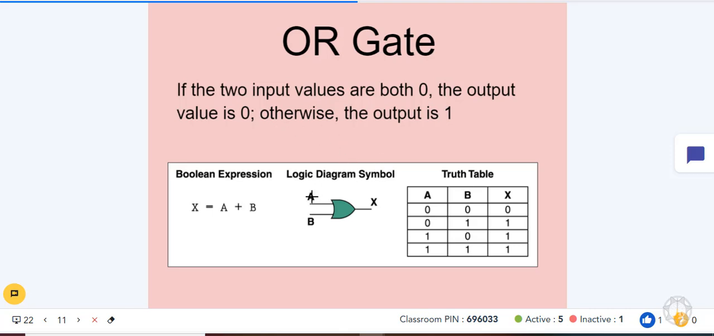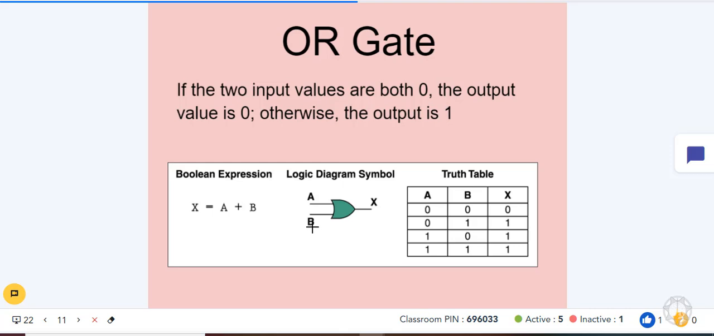Don't worry, don't get confused. From the truth table we can see, for example, in the first row both are zeros. That is, A and B are 0, so the output will be 0. If any of the signals, that is A or B, is 1 or high, the output will be high.